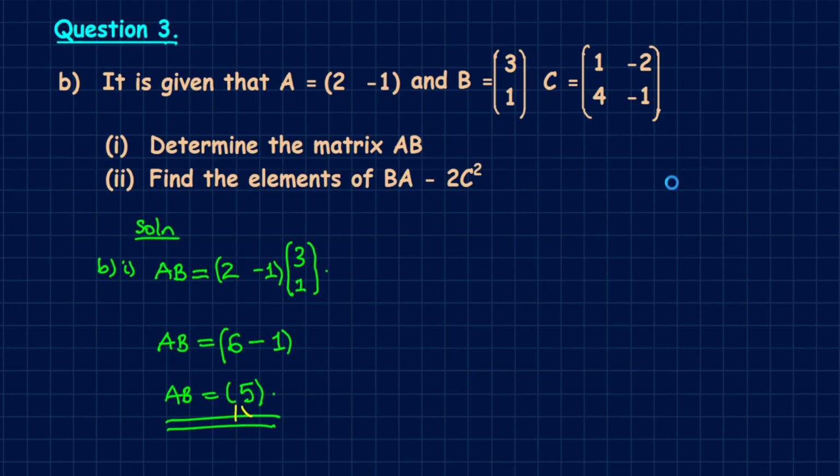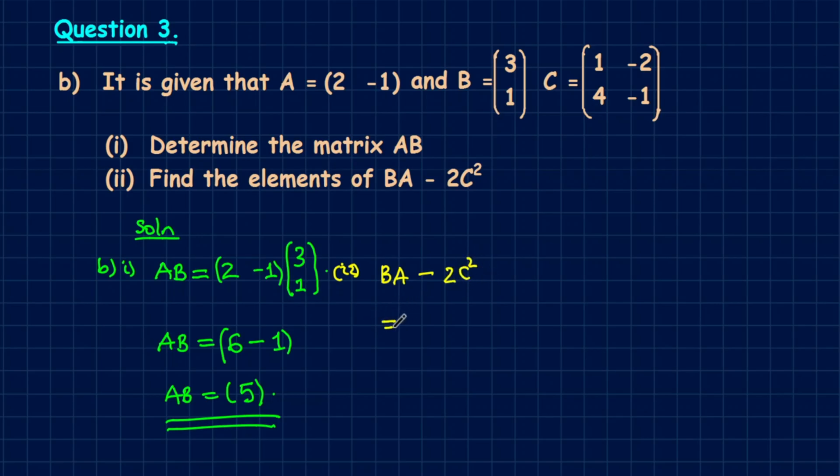Now the next one we need to look at is part 2 of this matrix multiplication, which I can bring near here. In part 2 we have BA minus 2C squared.